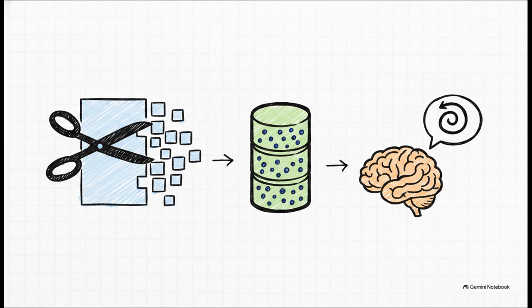But look, just loading data isn't enough. The AI has to actually handle it intelligently. That's where advanced context handling comes into play. First up, vector databases.